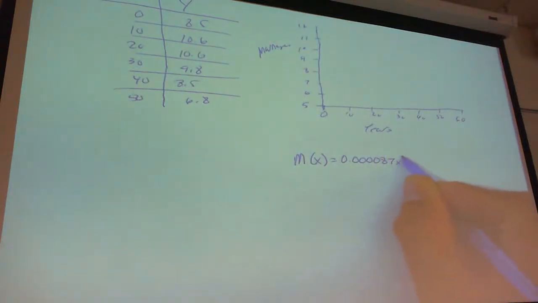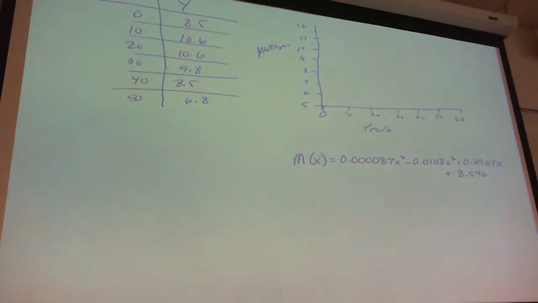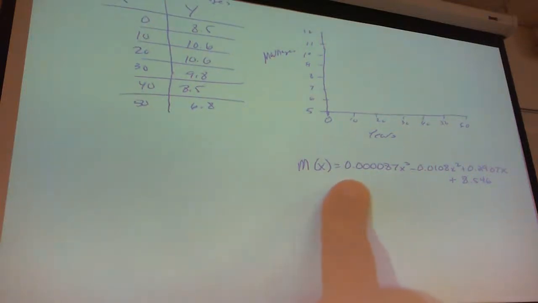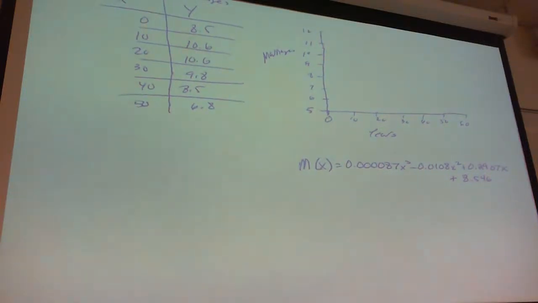0.123487 x cubed minus 0.0108 x squared plus 0.2907x plus 8.546. Now you're probably wondering, how many decimals do I need to go? And the answer I always give is appropriate. And you don't like that answer. You want to be told always 3, always 4. Generally 3 or 4, but to me it depends on the number. If I did 3 or 4 here, it would be 0. So it depends on the number.